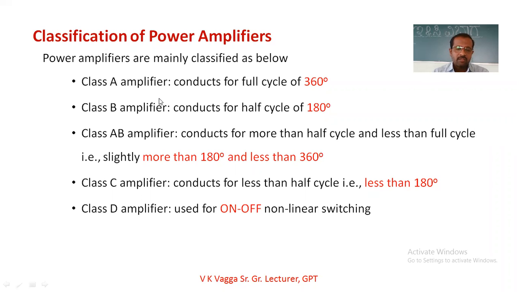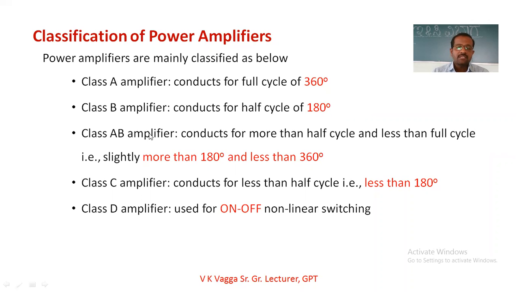What the circuit diagram of class A is, what its efficiency is, and what its applications are, all that is to be studied in the next class. In the same way, if you take the class B amplifier, it conducts for the half cycle. It does the half operation of class A, but efficiency-wise it has more efficiency. Class B conducts only for the half cycle, which is only 180 degrees.